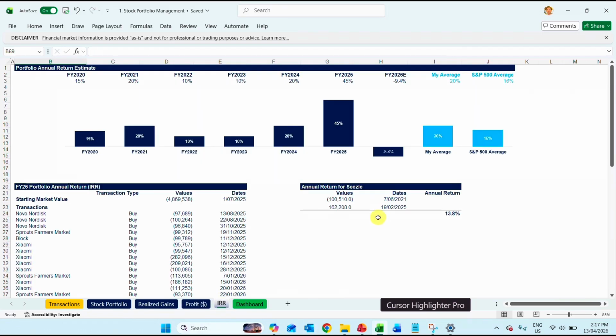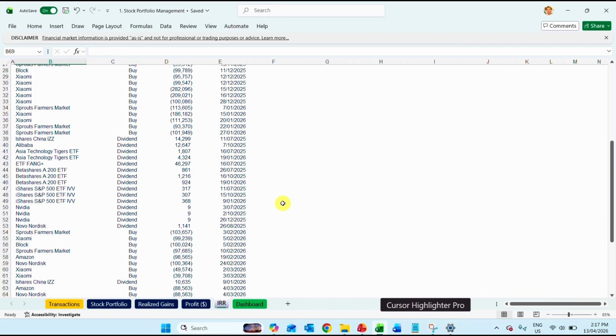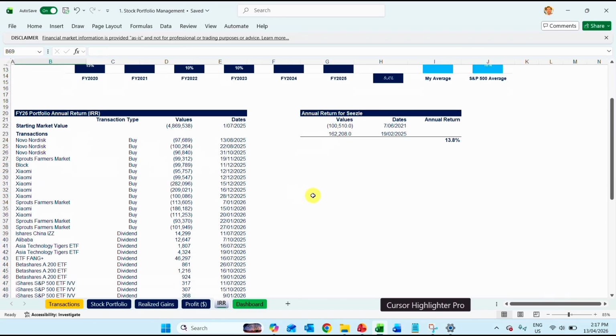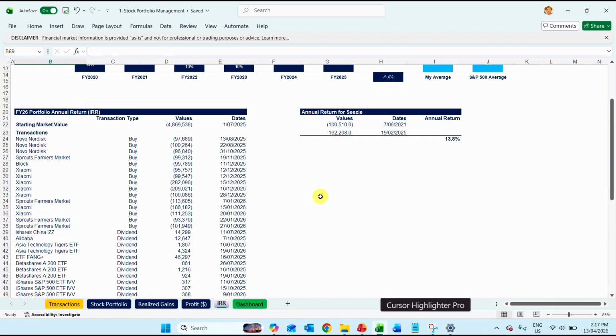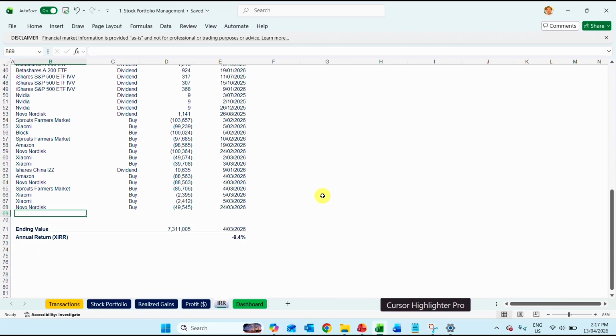Internal rate of return. So here we've got a simple table where for each year we can calculate your annual return. Okay.